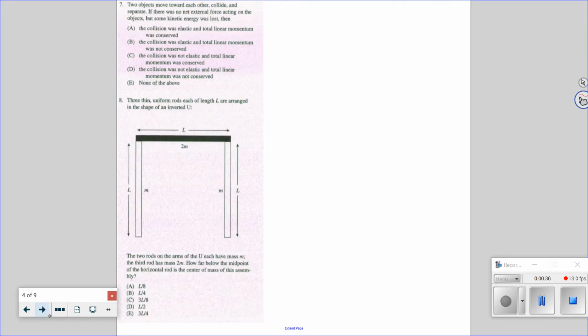Okay. If there was no net external force, they're even that specific. Good job, Princeton Review. Acting on the objects, but some kinetic energy is lost. Then, okay, no external net force. You're just supposed to read that as momentum conserved.